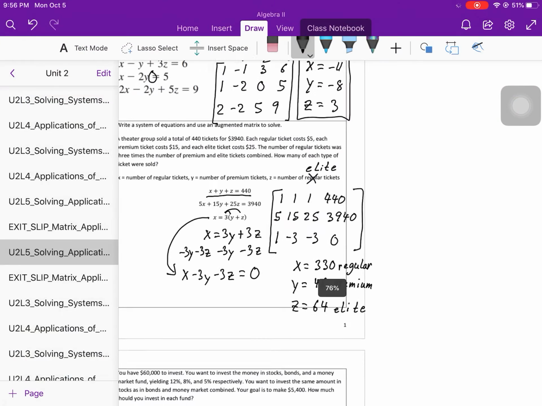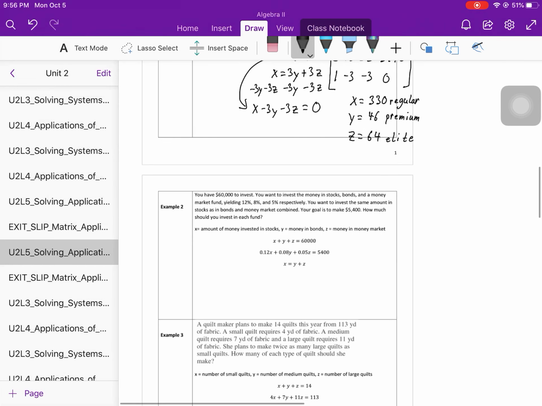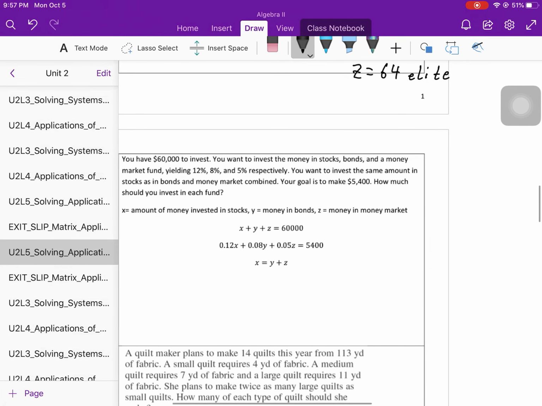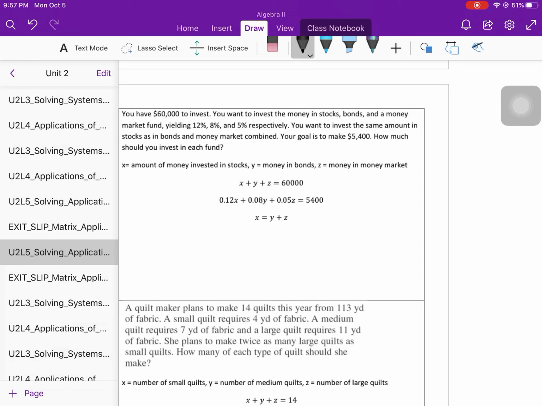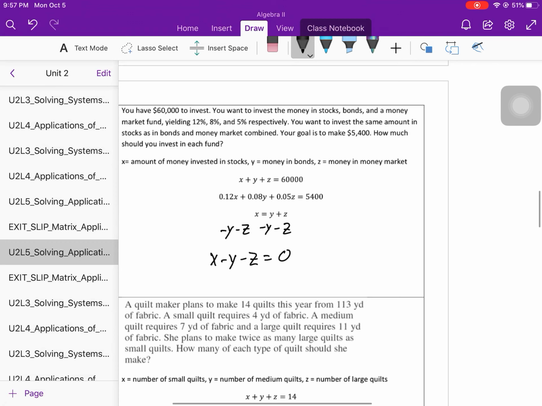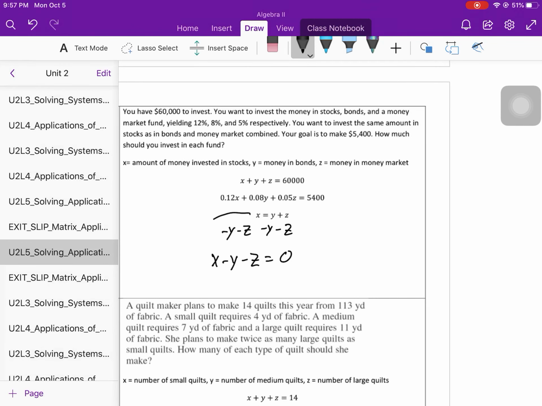Okay, so for this next one, I'm just going to go through the process of how you would write it in the matrix form, and then I'm going to let you type it in. Okay, so the first equation, good. All variables on one side, constant on the other. Second equation, good. Third equation, x equals y plus z. We need to move those variables to the other side. So I'm going to subtract y and z from both sides. Then I get x minus y minus z equals 0. So let's go ahead and write those into the matrix.